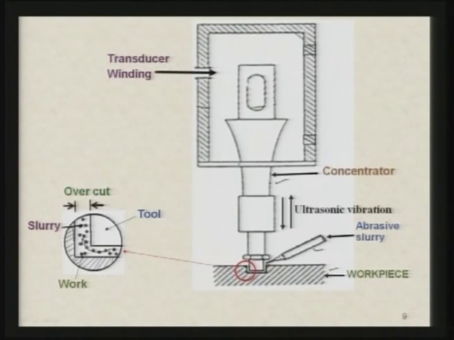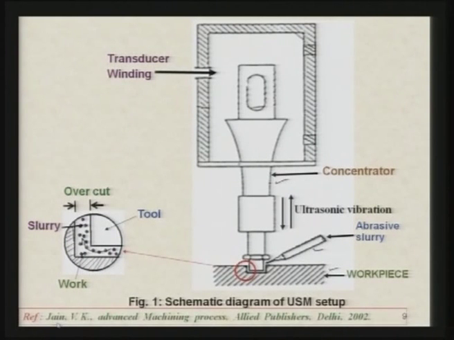Due to this, you will find that the material is removed continuously from the workpiece, and thousands of very fine craters are created on the workpiece. So, they produce an approximate replica of the tool on the workpiece. This figure has been taken from the book on advanced machining processes published by Allied Publishers.